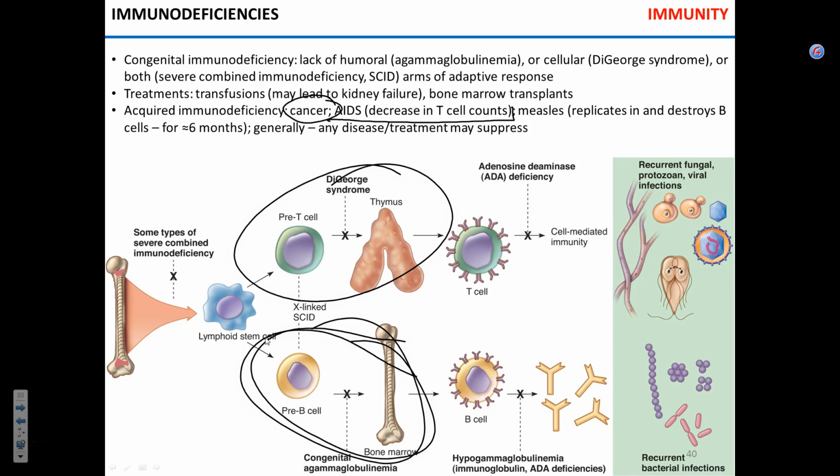However, there's a condition in which stem cells of the lymphoid lineage fail to become precursor T or B cells. So basically, patients with this condition do not develop any adaptive immunity. This condition is called severe combined immunodeficiency, SCID. Ever heard about boy in the bubble? Stories about boy in the bubble.